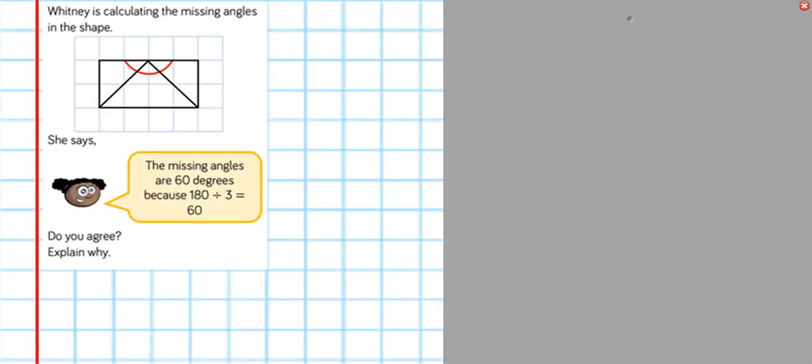Okay, what I would like you to do now is have a go at this one. So Whitney is calculating the missing angles in the shape. Okay, so this is the shape here. These are the missing angles. She says the missing angles are 60 degrees because 180 divided by 3 equals 60. Do you agree? Explain why. Be careful here. Really look at this picture. Are they all the same size, these angles? Pause the video now and have a go.